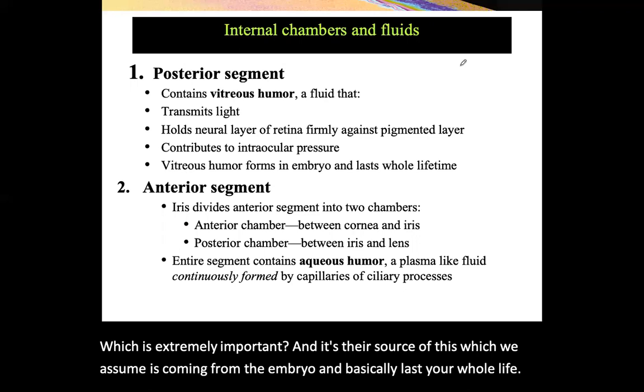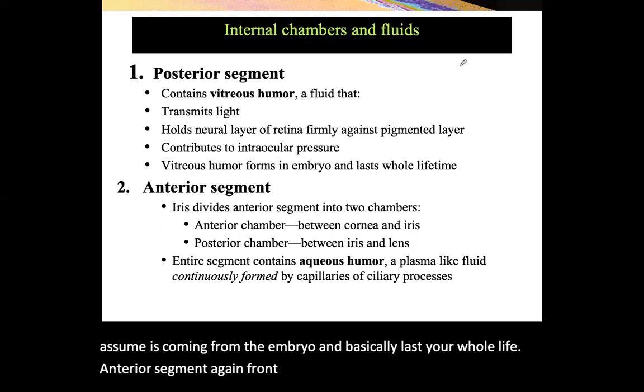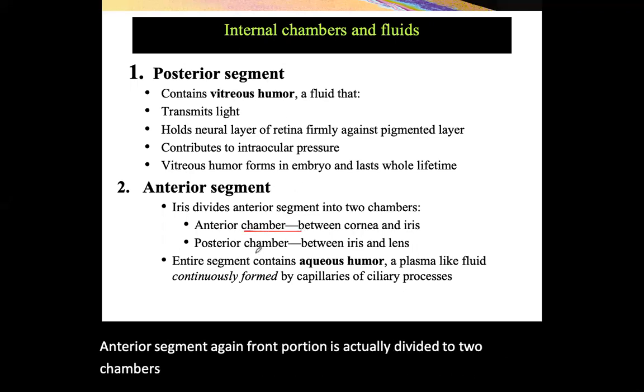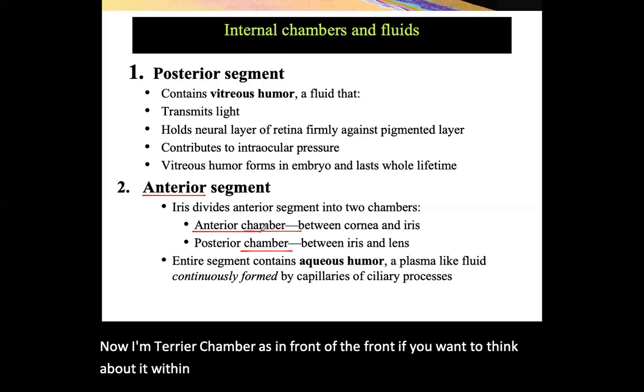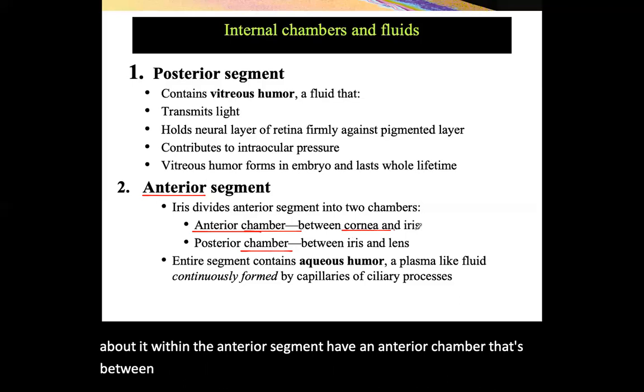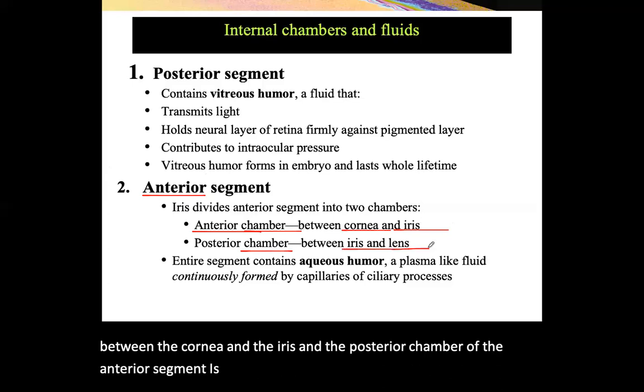The anterior segment, again the front portion, is actually divided into two chambers, the anterior chamber and the posterior chamber. Now, anterior chamber, as in front of the front, if you want to think about it, within the anterior segment, we have an anterior chamber. That's between the cornea and the iris. And the posterior chamber of the anterior segment is between the iris and the lens.